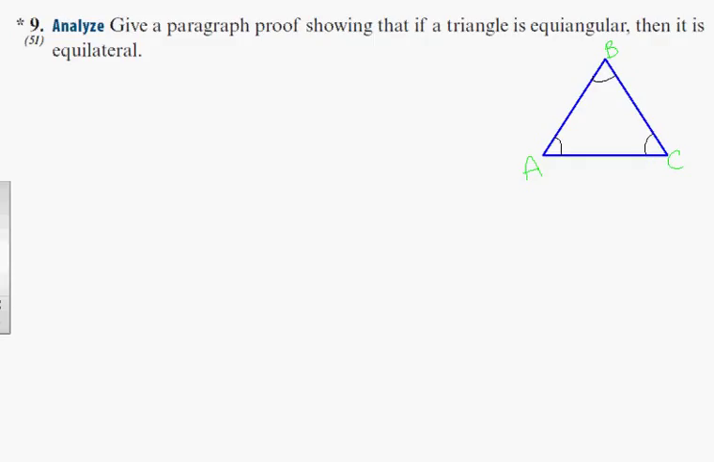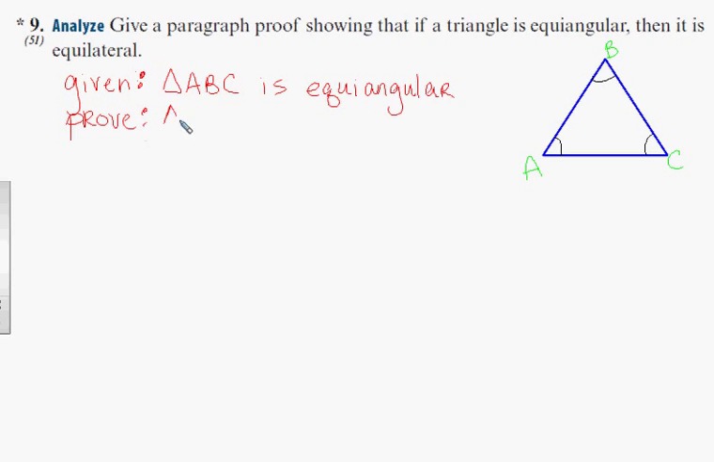So let's start by writing our given, which is that triangle ABC is equiangular. And we want to prove that triangle ABC is equilateral.